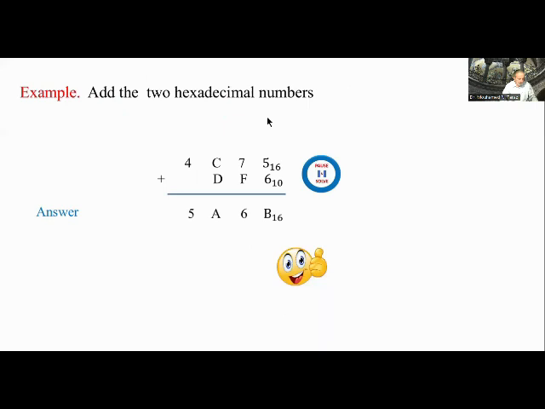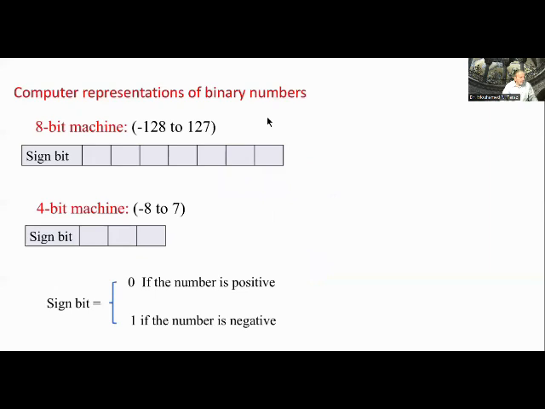Okay. Now we're going to talk about how to represent binary numbers in computer representations. We're talking here about an 8-bit machine, 4-bit machine. You can have 16-bit, 32-bit, 64-bit machines, bigger machines. This here is the sign bit, meaning the computer decides whether your number is negative or positive by looking at this bit. If it's 0, the number is positive. If it's 1, the number is negative.